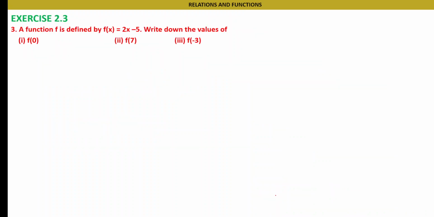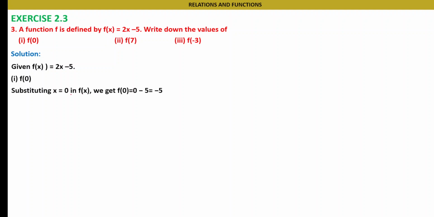Let us see question number 3. A function f is defined by f of x is equal to 2x minus 5. Write down the values of f of 0, f of 7 and f of minus 3. Solution. Here, the given function is f of x is 2x minus 5. Now, substitute x as 0. So f of 0: x is 0, 2 into 0 is 0, minus 5 is minus 5.